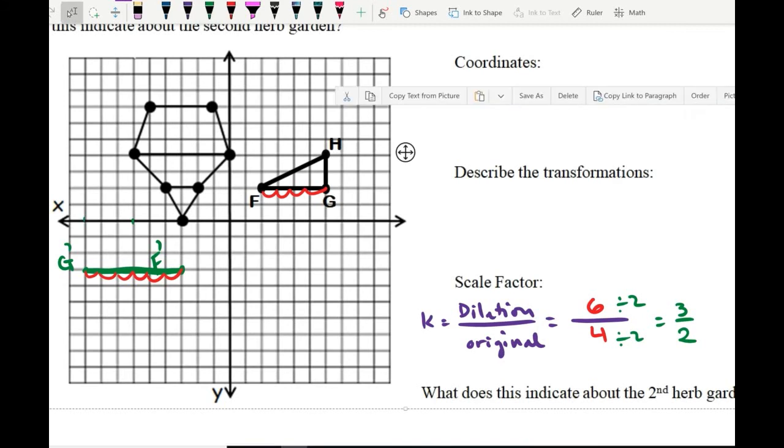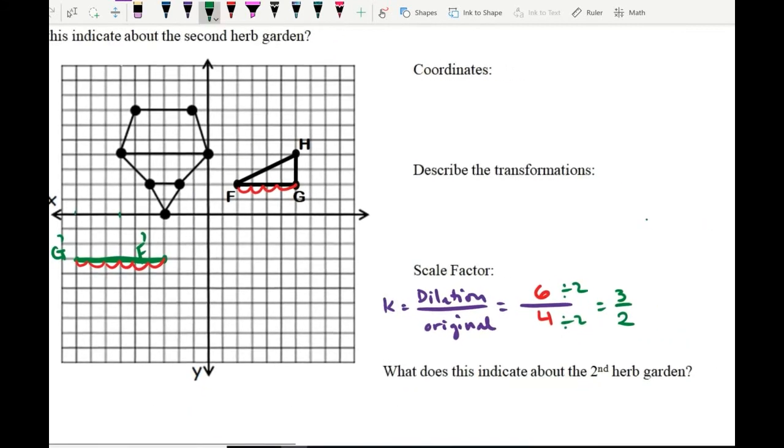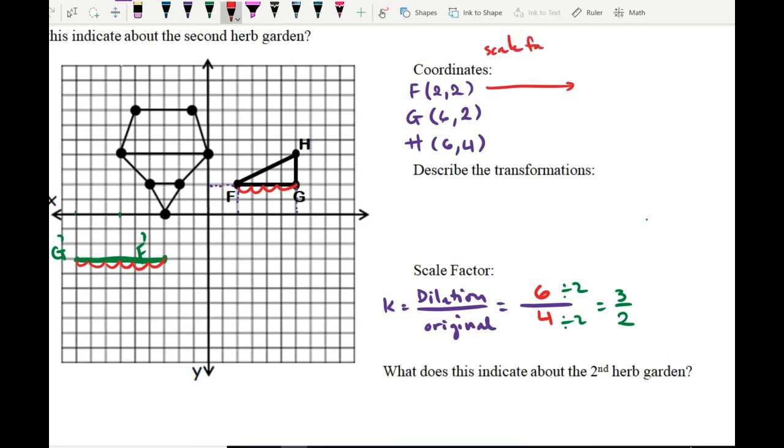Now we're going to look at the coordinates. Sorry, we should start with F. F was positive 2 and positive 2, (2, 2). G is 2, 4, 6, so (6, 2). And H was (6, 4). Okay, by the scale factor, we're going to multiply each of them by 3 over 2. So by multiplying by 3 over 2, basically take each number, multiply by 3, and then divide it by 2.